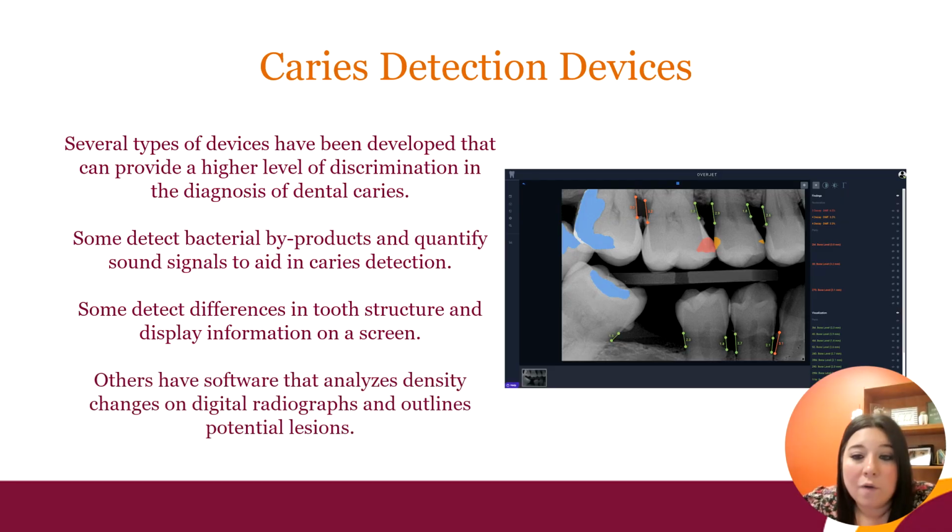And then others, like Overjet seen in this picture here, have software that analyzes density changes on digital radiographs and outlines potential lesions. So essentially the patient's x-rays get imported into the Overjet system, and then Overjet uses AI algorithms and things to be able to mark areas of concern like decay. It can mark fillings. Seen in the picture, you can see green lines that are marking bone recession, which can help with periodontal disease. So kind of a cool program that's starting to become more popular.